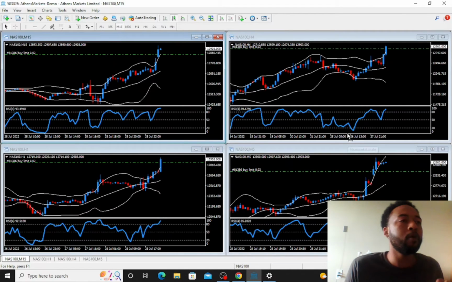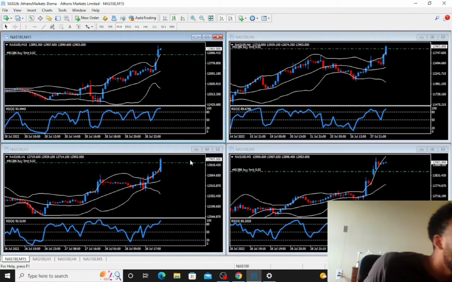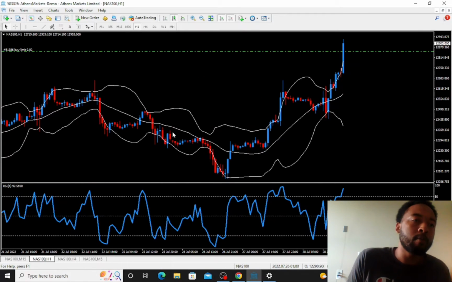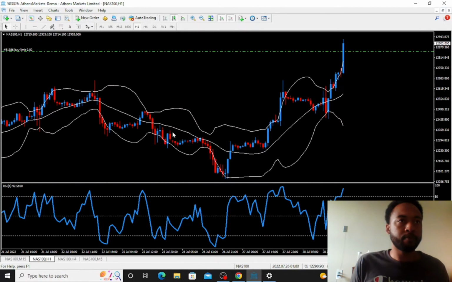All right, so the number one way you can do that is by going to the number one time frame, which is the 1 hour. So let's go right there to the 1 hour. And the number one way you can determine whether the market is trending or not is simple. Look at the Bollinger Bands.